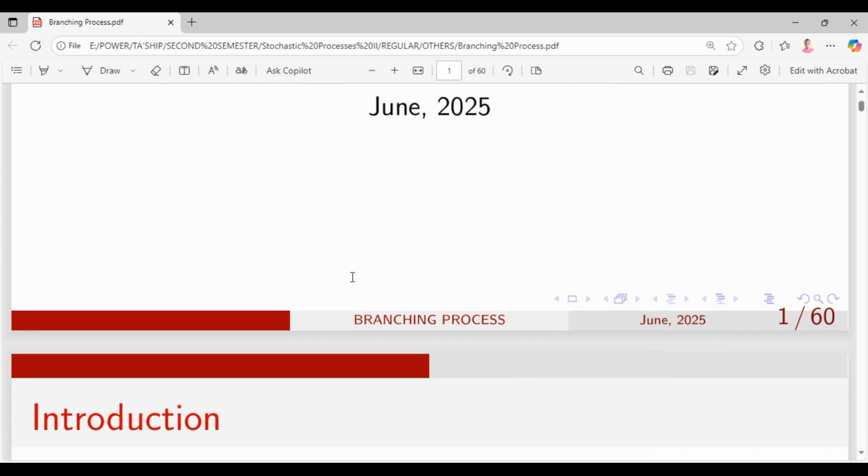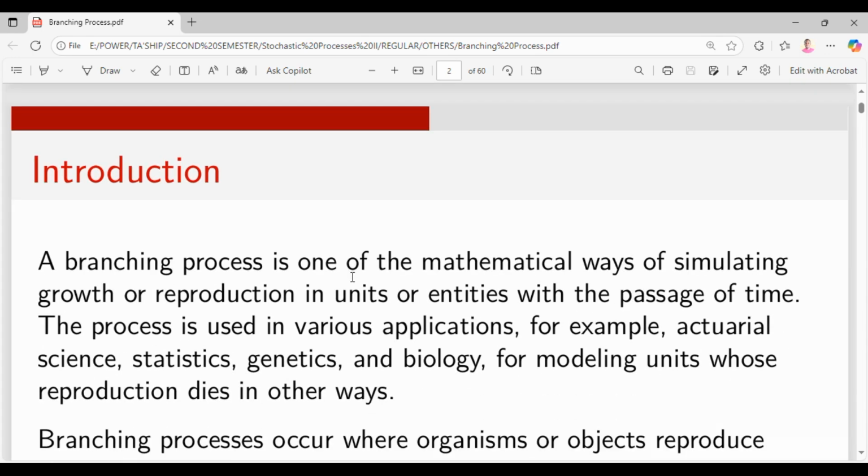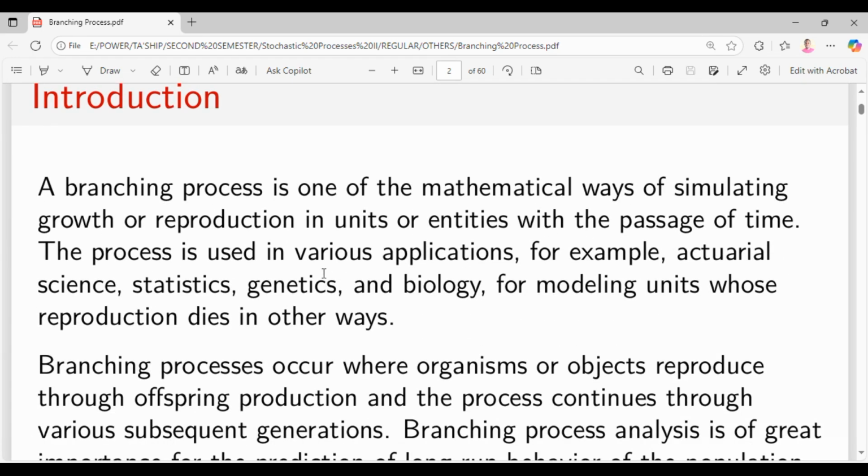What is it about? Usually, a branching process is one of the mathematical ways of simulating growth or reproduction in units or entities with the passage of time. This is used in various applications, for example, actuarial science, statistics, genetics, and biology, for modeling units whose reproduction dies in other ways.